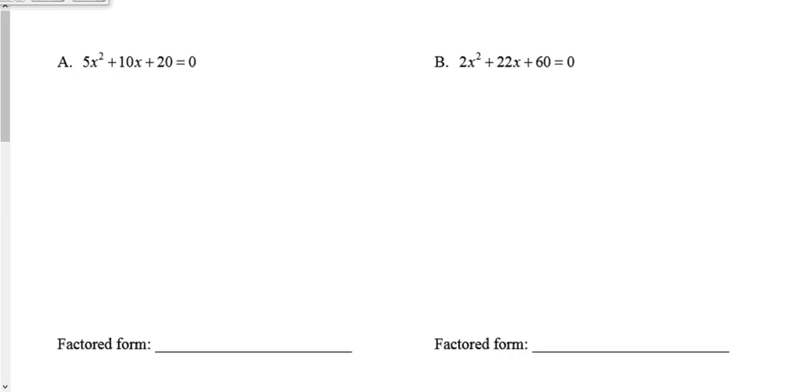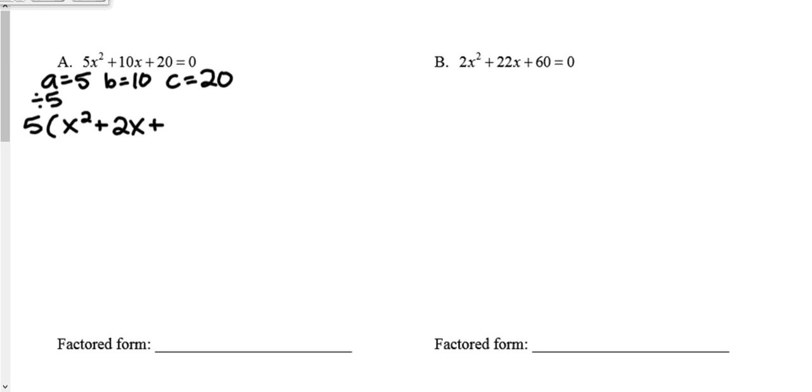Moving on to the next page, we are just going to go through this. So we've taken away all the steps, and so we just have to go through based on what we remember. So your first step is to decide if A, B, and C are all divisible by something. So we have A is 5, B is 10, and C is 20. And I'm recognizing that we can divide all of that by 5. So we have 5 as the common factor, x squared plus 2x plus 4.